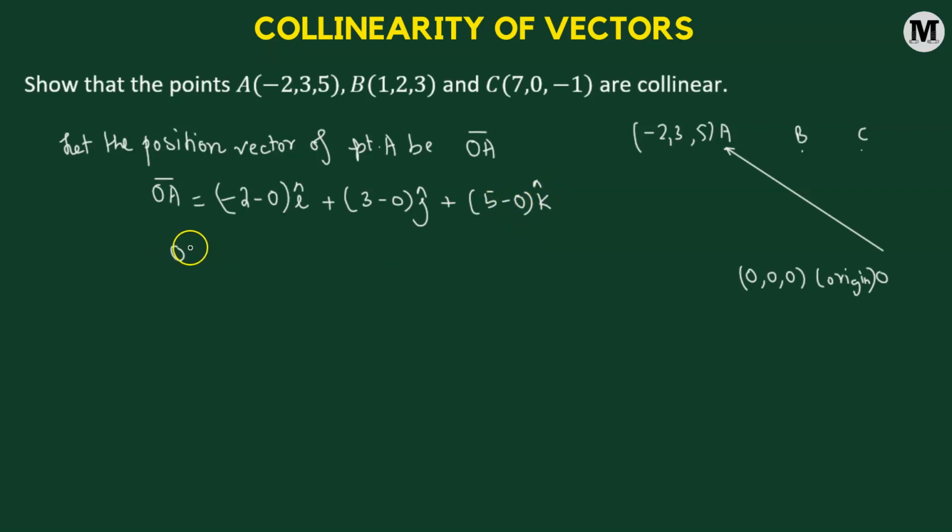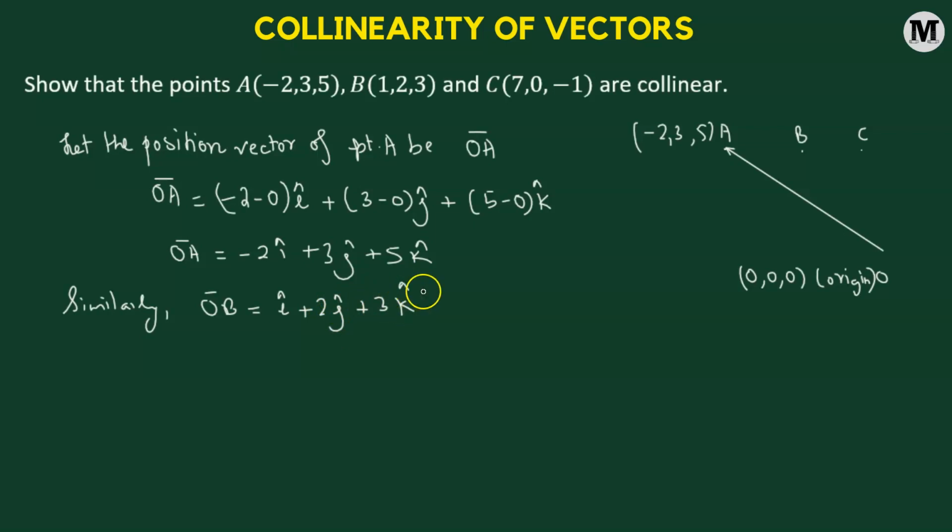So that means the position vector of the point A is given by -2 i cap plus 3 j cap plus 5 k cap. Then we can define the position vector of point B. So similarly, OB is going to be equal to i cap plus 2 j cap plus 3 k cap, and the position vector of the point C is going to be given by 7 i cap plus 0 j cap minus k cap.